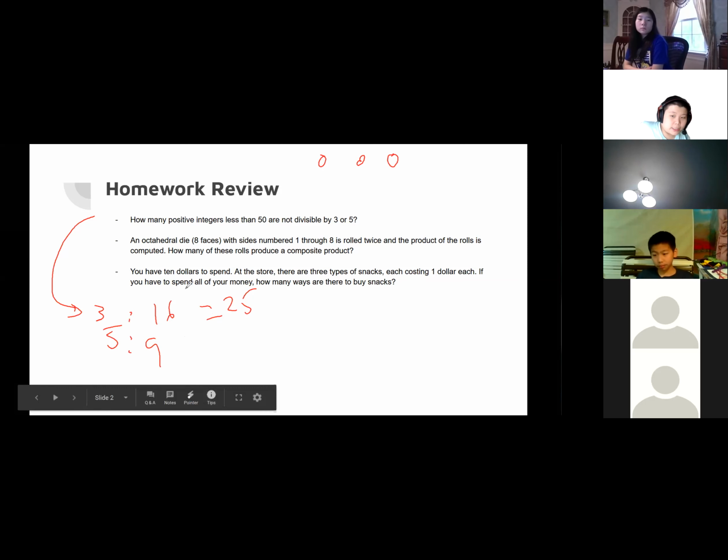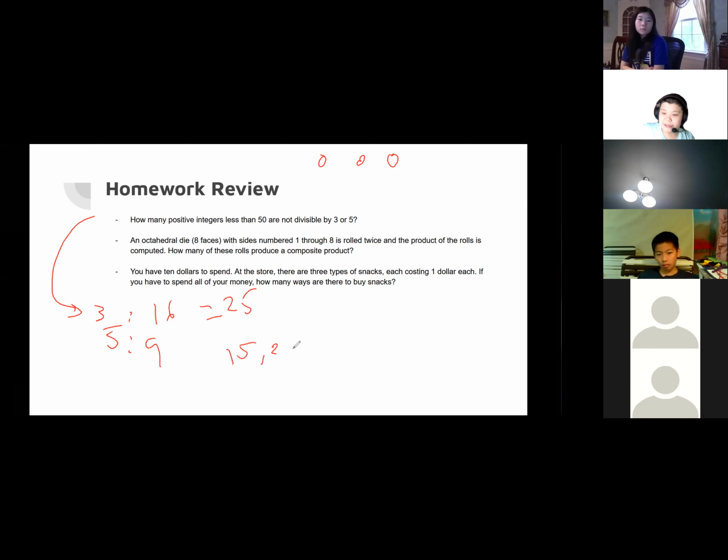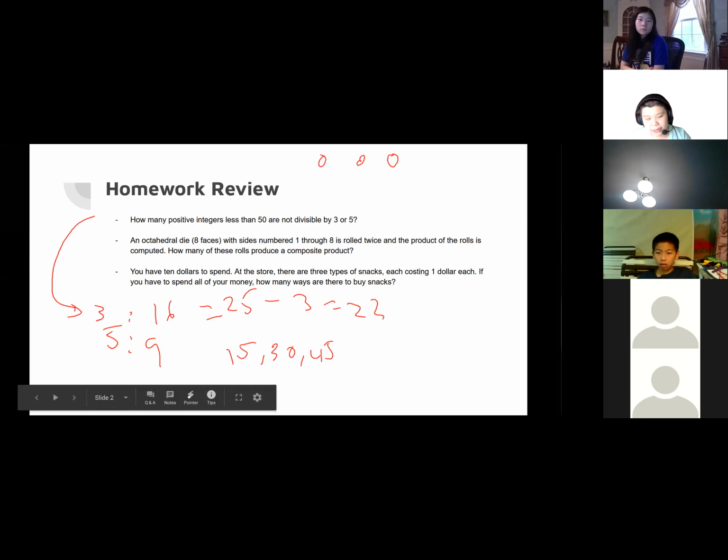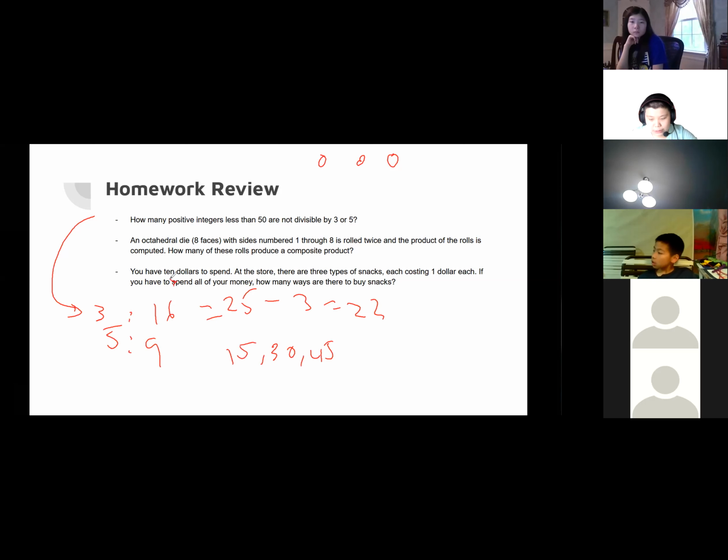So in this case, if it's divisible by both 3 and 5, that means it's divisible by 15. And for divisibility by 15, there are just three of these: 15, 30, and 45. So you have to subtract 3 to get that there are 22 numbers less than 50 that are divisible by 3 or 5. Does anyone have any questions about that part of the problem? Or does anyone just not understand in general how this works?